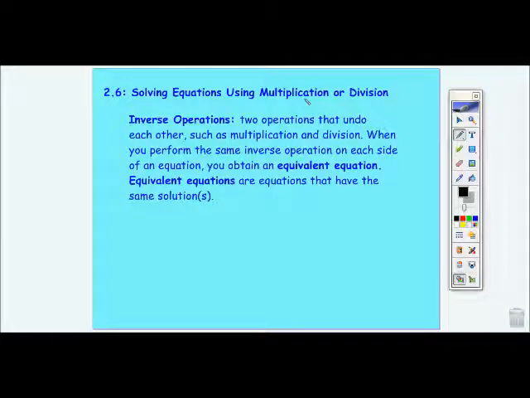2.6 is going to be using inverse operations, but we're going to deal with multiplication and division. Those are inverse operations to each other, and otherwise we're going to follow the same procedure as we did in addition and subtraction. And this is actually the one that was in the example two lessons ago.